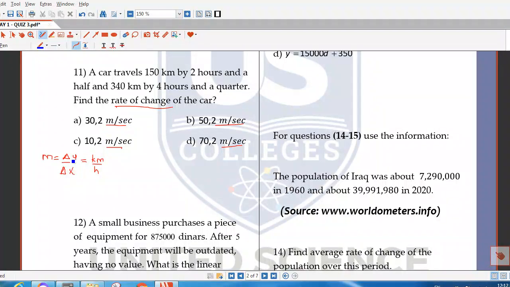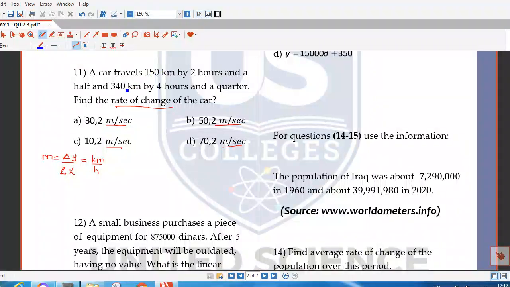Delta y over delta x, change in y over change in x. In this problem, the unit is going to be kilometer per hour. Then we are going to do conversion to meter per second. So rate of change will be found by change in kilometer over change in hours.